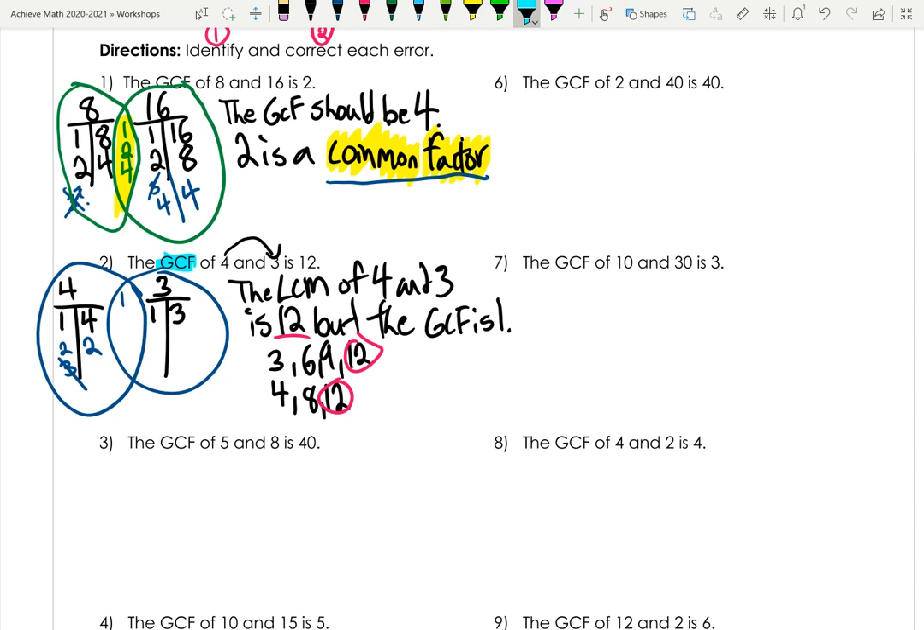So I hope this helped. Just remember, guys, that the common factor is the yellow region. For number 2, the common factor is just 1.